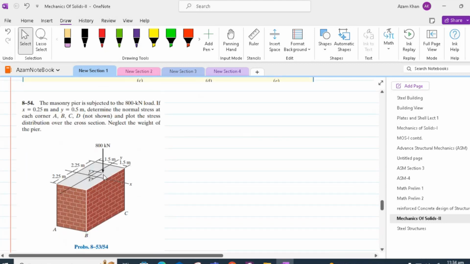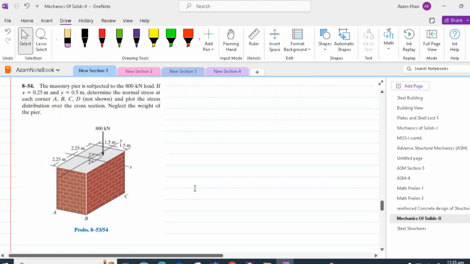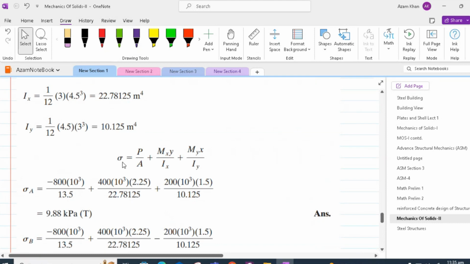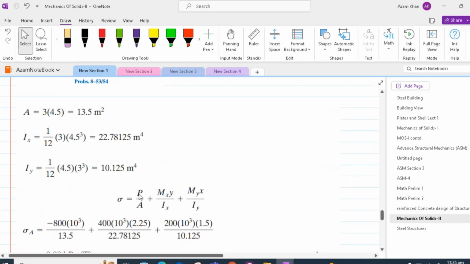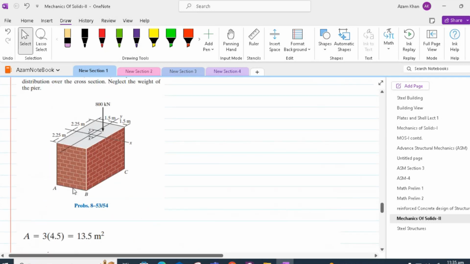Again, this is the problem of general combined stresses. We have got the 800 kilonewton load causing axial stresses and flexure stresses within the cross section. So using our combined stress equation, sigma is equal to P by A plus Mx y over Ix plus My x over Iy, and plugging the values in this equation will give us stresses at the corners of the masonry pier.